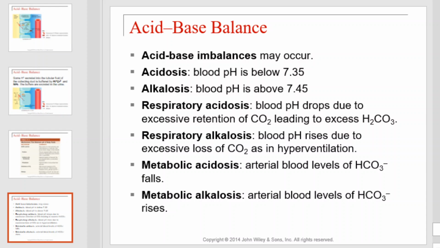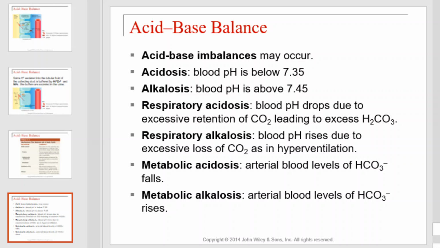Acid-base balance may also incur some imbalances. Acid-base imbalances may occur as the pH swings outside of the normal range. Acidosis occurs when the blood pH is below 7.35. Alkalosis occurs when the blood pH is above 7.45.